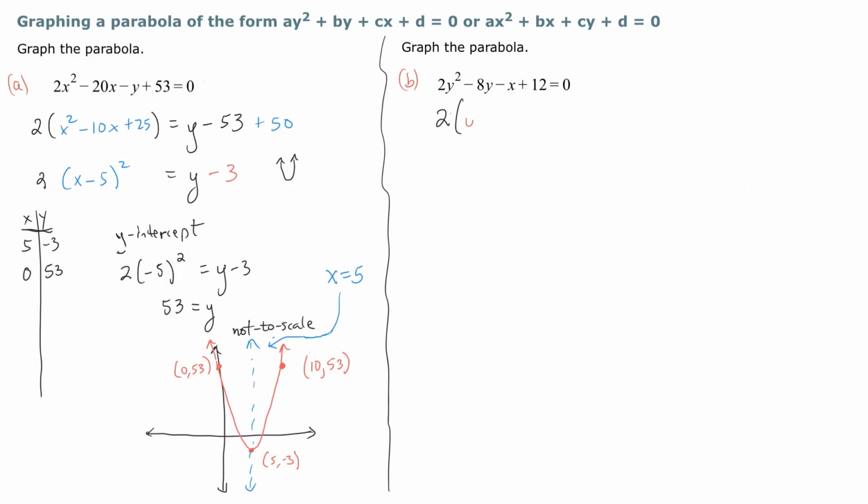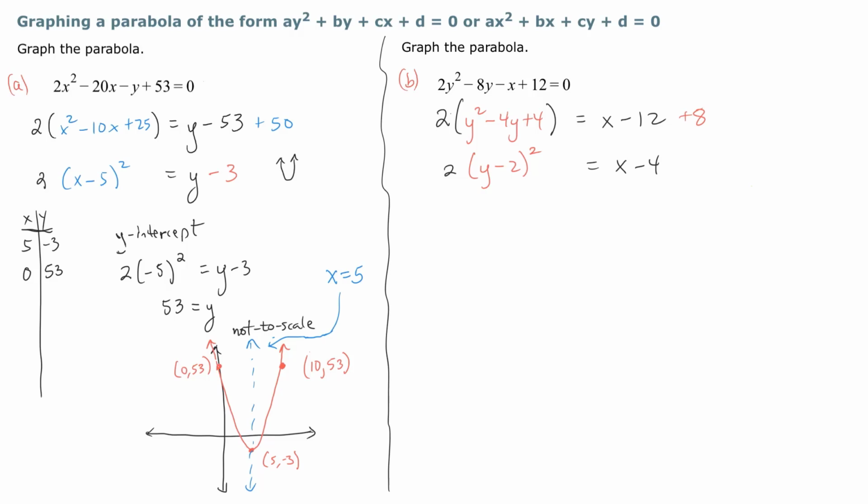I'll use this color instead. y squared minus 4y, leave a space, is now equal to x minus 12. If you complete the square, you're going to add 8 to both sides. Why do you complete the square? So you get a very nice perfect square trinomial. (y minus 2) quantity squared is equal to x minus 4.